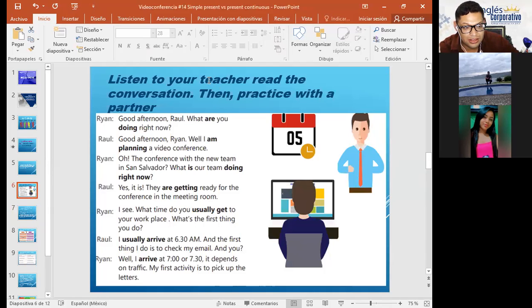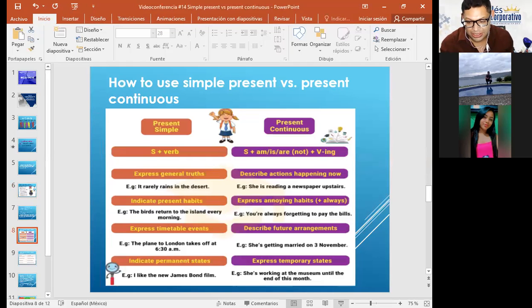Teacher, I think that they were discussing the activities that they usually do. Exactly. Yes, that's right. They are talking about the new team. I mean, if you check, they're talking, what is our new team doing right now? So that means that they are talking about the new team. That's the answer. Ellos están discutiendo acerca del nuevo equipo. Y claro, describen qué actividades hacen, usualmente a qué hora llegan. So they are like giving more details. That's correct. This is number two.